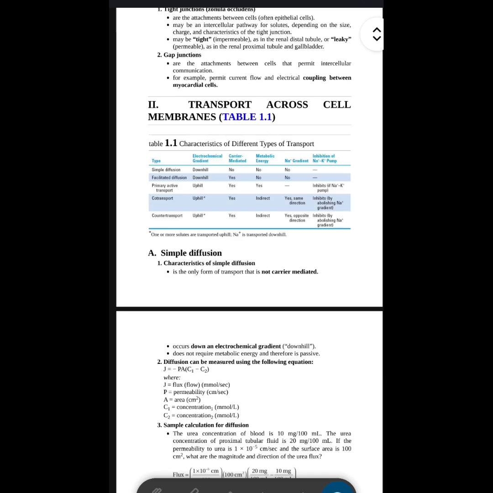Counter-transport is also an uphill transportation. It also needs a carrier. Metabolic energy is used but indirectly, because it's counter, in the opposite direction. Sodium gradient is needed when sodium passes. In co-transport, when sodium passes in, substances like glucose may pass with the sodium. In counter-transport, when sodium goes in, the other substance goes out. If sodium goes out, the other substance goes in. It is inhibited by abolishing the sodium gradient.